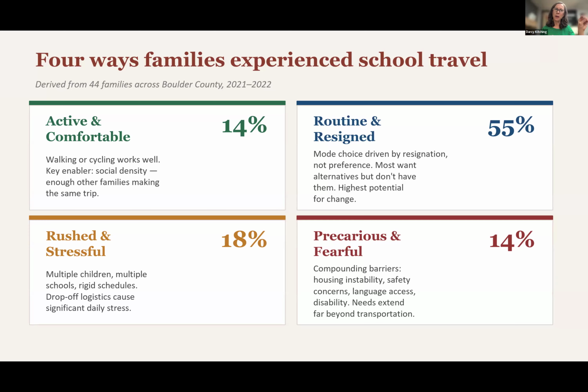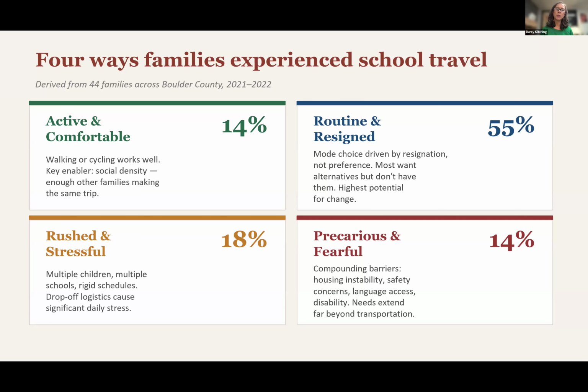Small groups in this research were active and comfortable, meaning that they could just send their kids out to walk or bike, or they walked or biked with them and everything was great. And they didn't have to think about it. The same number of families in the study also had an experience that I called precarious and fearful, and I'll get into that more in just a minute.